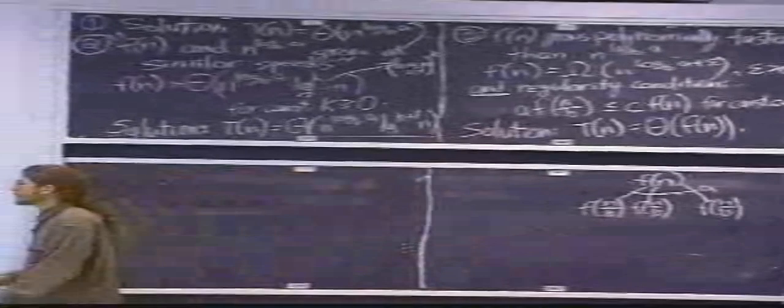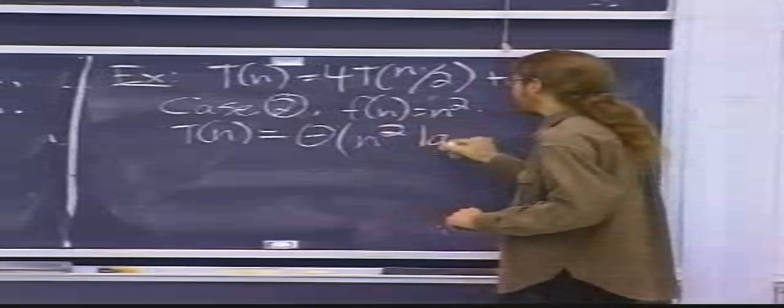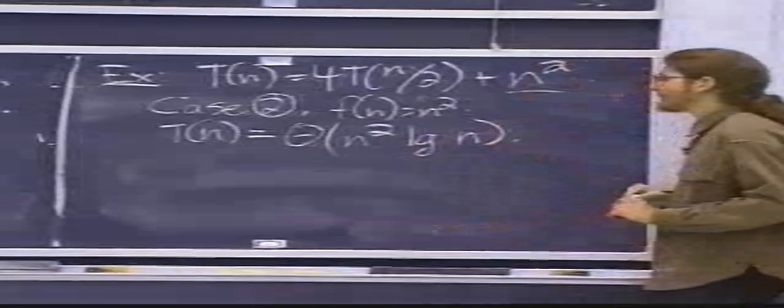Good. Case 2 tells us the answer. It says that you get an extra log term. So T of n is this f of n, or n to the log base b of a, which is n squared here, times a log n. Good. Also very easy. Case 3, it's a little more work, but not much.